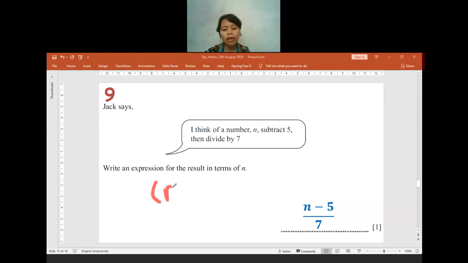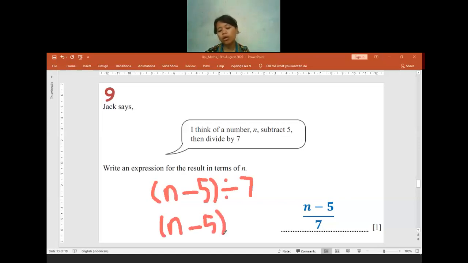So it's supposed to be n minus 5, and then you can do divide it by 7 like this, or you can write it per 7, it's okay. But the one that is more appropriate one is the one that having a fraction. This is the one that is appropriate.